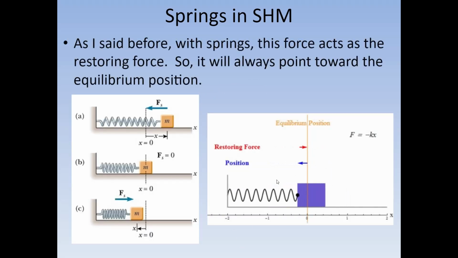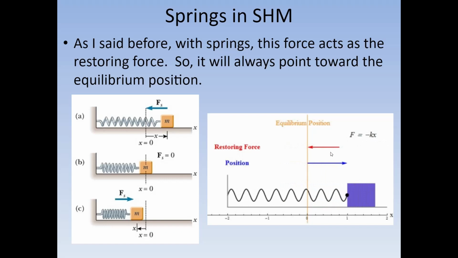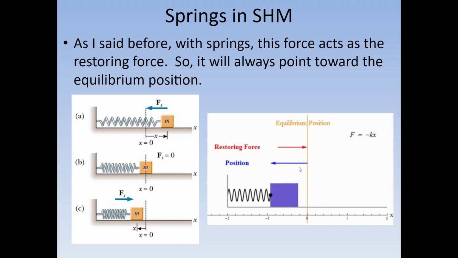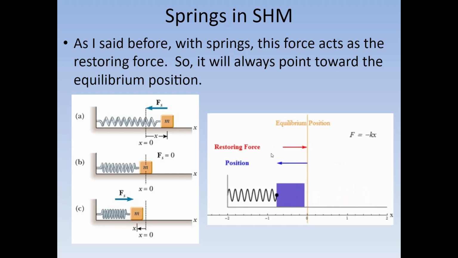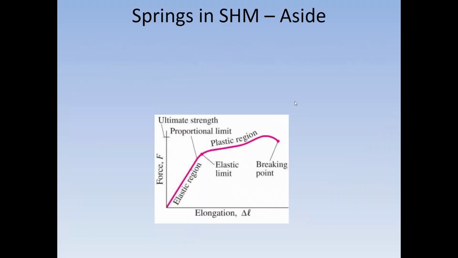So this is actually just a visual representation of what I was referring to before about how the position x and the force are always in opposite directions. You can see that as the object's on the right hand side, the force always pushes to the left. When the object's on the left hand side, the force pushes to the right. So they're always going to be in opposite directions.